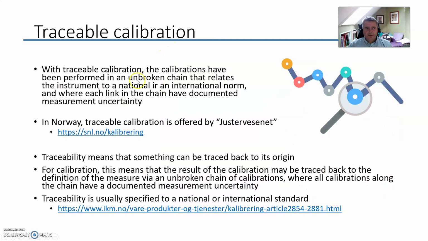Traceable calibration. With traceable calibration, we mean that calibrations have been performed in an unbroken chain that relates your instrument to a national or an international norm, where each link in the chain has documented measurement uncertainty. So, if this is your instrument here, you compare that to a better instrument. That in turn is compared to an even better instrument, and all the way to the international standard, like the kilogram standard that we looked at the very beginning.